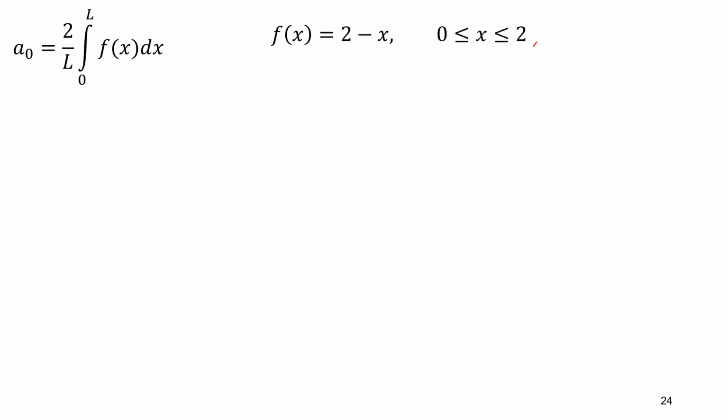So the length of the interval here is 2, and for half range the length is L, so L is 2. So it will be 2 by 2, integral from 0 to 2, f of x is 2 minus x, dx. The integration of 2 is 2x, the integration of x is x square by 2, with limits 0 to 2. Apply this limit.